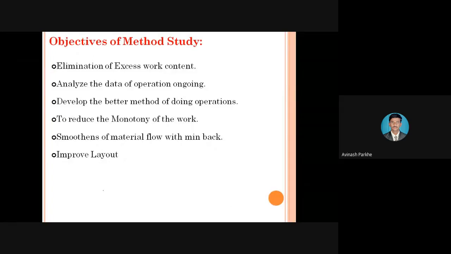Also, this method study concept is used to improve the layout. Why are repetitive operations taking place? Why are unnecessary operations developed in that process? Because your layout is not properly designed. If there is a maximum distance from workstation number 1 to 2, then from 2 to 3, then the material has to travel a maximum distance. Unnecessarily, your operation cost or production time goes on increasing. If you design your layout in the proper manner, then there will be a reduction in cost and an overall development of that product. Therefore, for improving the layout also, method study plays a very important role.